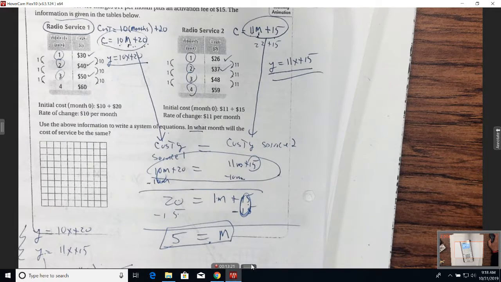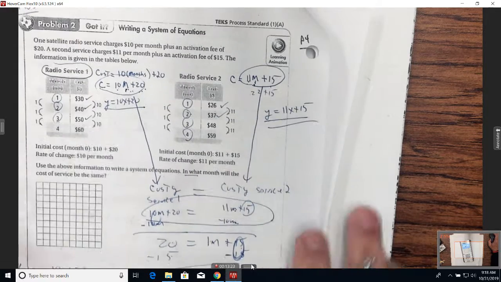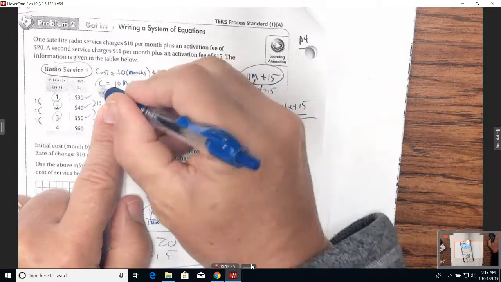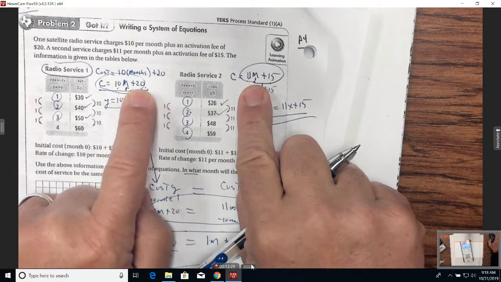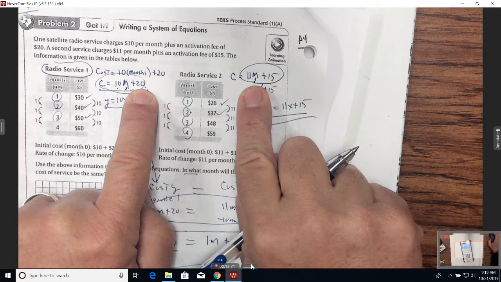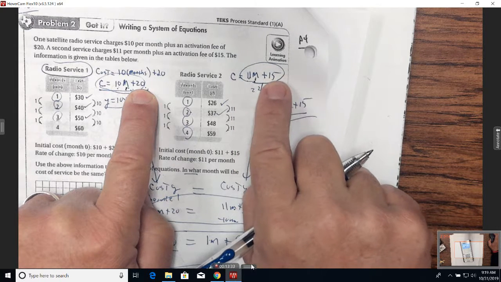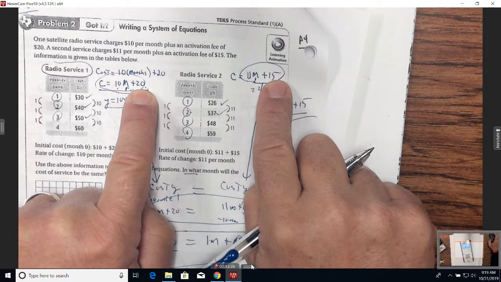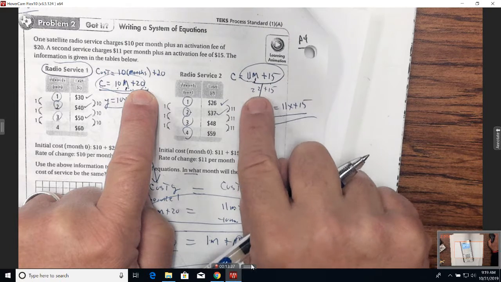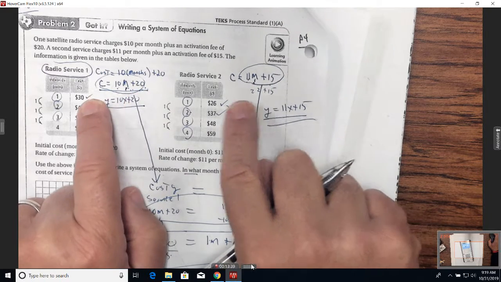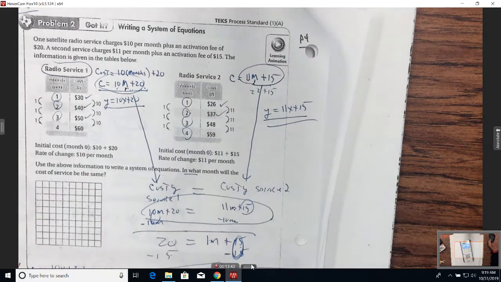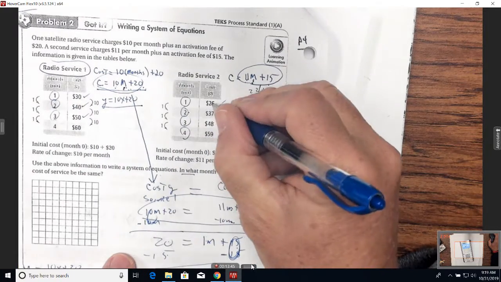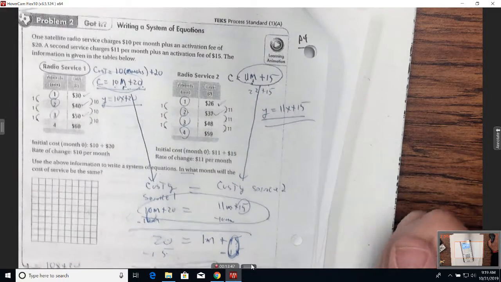Why? Okay, we can see that from the table, but why from the function rule? If it's 1 month, the initial cost is $20, right? The initial cost of this one's only $15. So 15 plus the 1 month would be $26 compared to the $30. So radio service 2 would be cheaper up until what time?